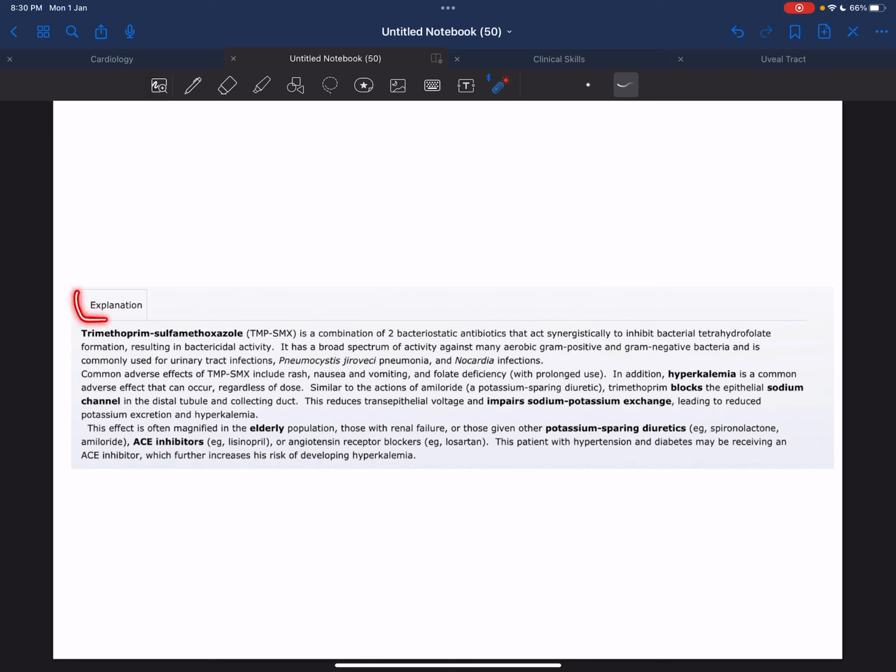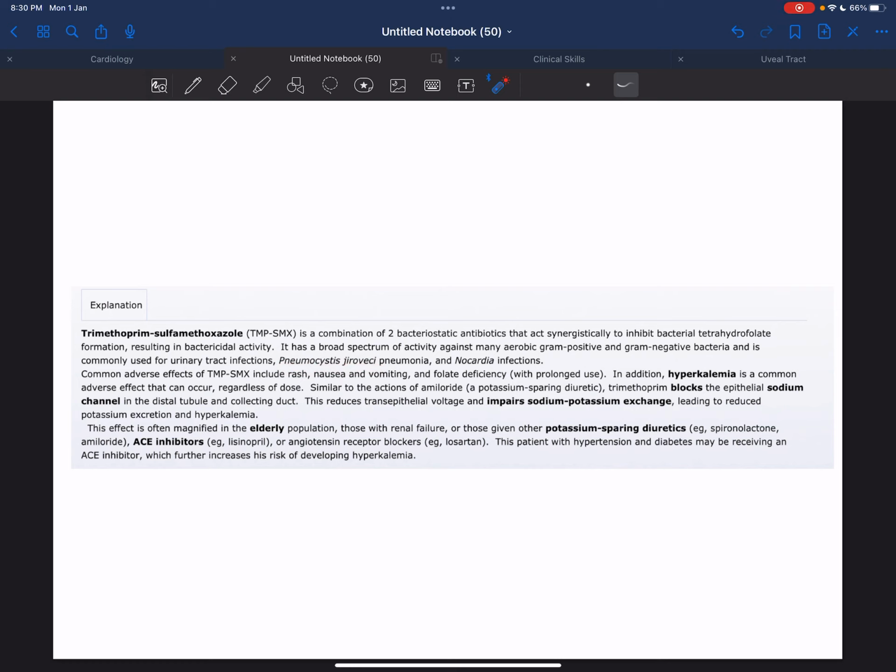Now we're going to read the UWorld explanation. Trimethoprim-sulfamethoxazole is a combination of two bacteriostatic antibiotics that act synergistically to inhibit bacterial tetrahydrofolate formation, resulting in bactericidal activity. It has a broad spectrum of activity against many aerobic gram-positive and gram-negative bacteria and is commonly used for urinary tract infection, Pneumocystis jirovecii pneumonia, and Nocardia infections.